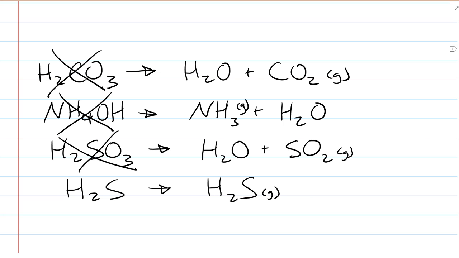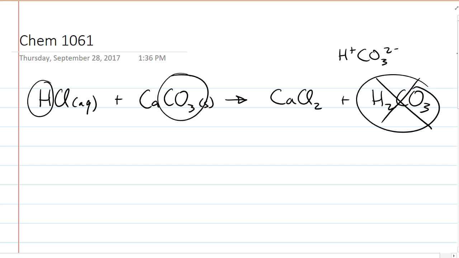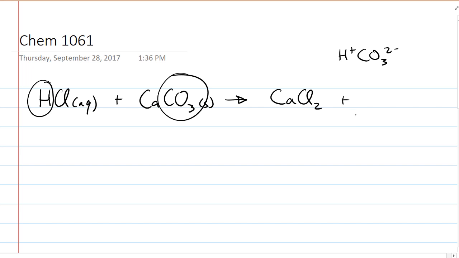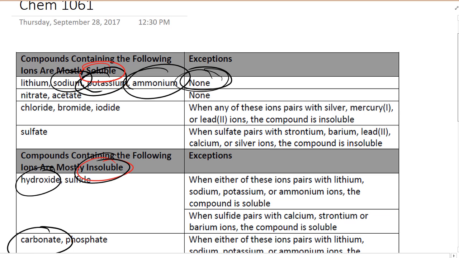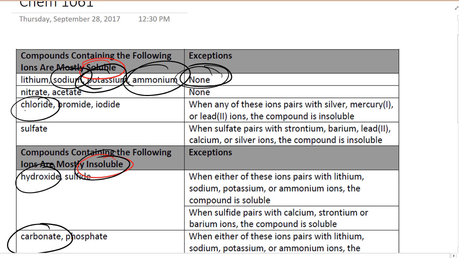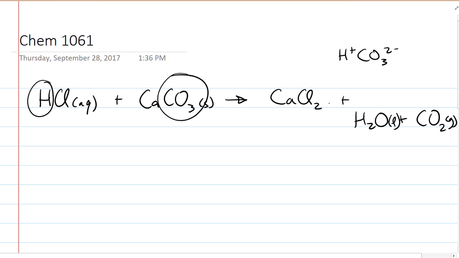Okay? So, we come back here then, we have H2CO3. We're going to replace H2CO3 with H2O and CO2. The gas in this case is carbon dioxide. Water would be liquid. Calcium chloride. Well, it's a chloride. Is calcium chloride an exception? No, it's not. So its phase label is aqueous.